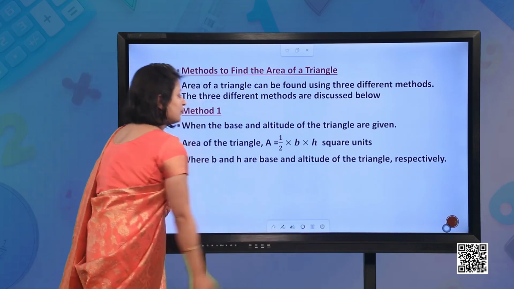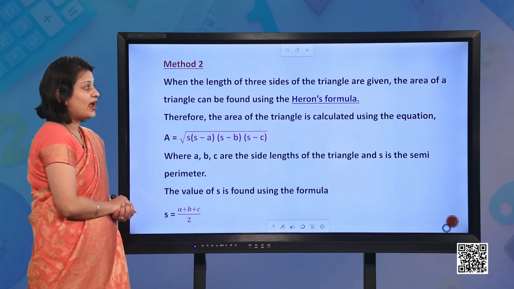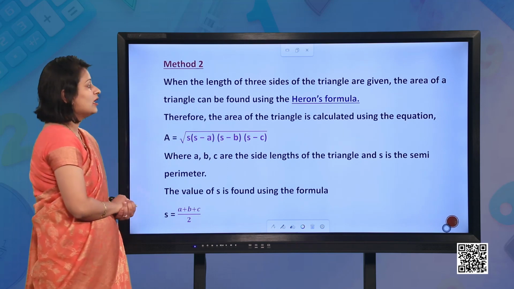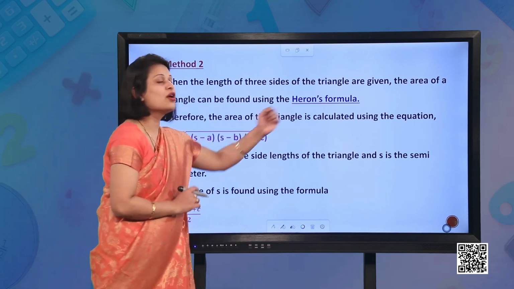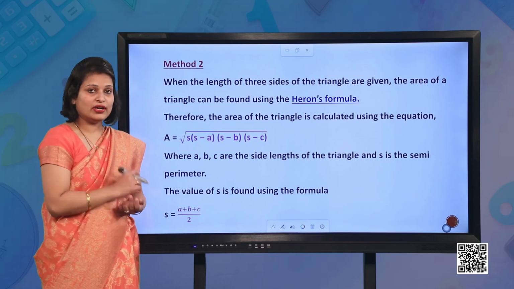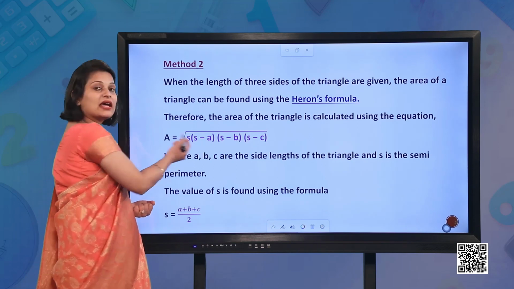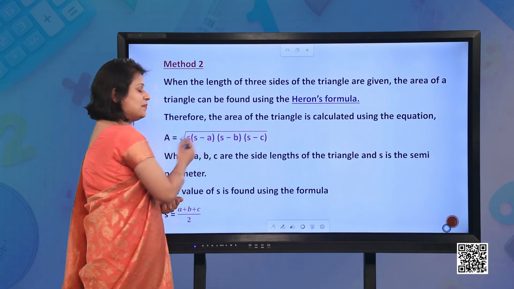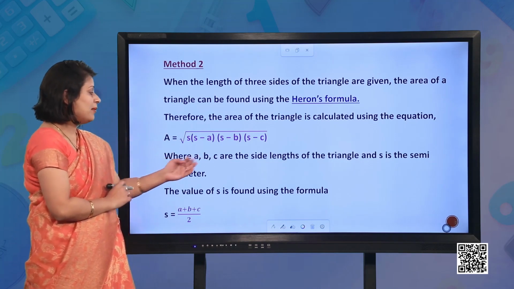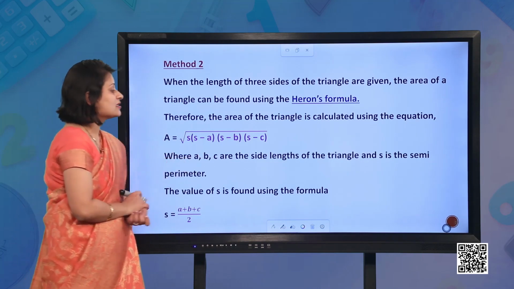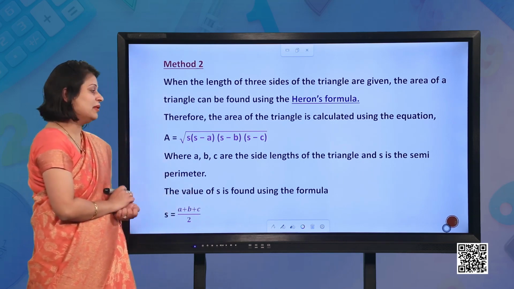Now method 2. When the lengths of the three sides of the triangle are given, the area of the triangle can be found by using Heron's formula. As you have already studied, Heron's formula is the square root of S into S minus A into S minus B into S minus C, where A, B and C are the side lengths of the triangle and S is the semi-perimeter.